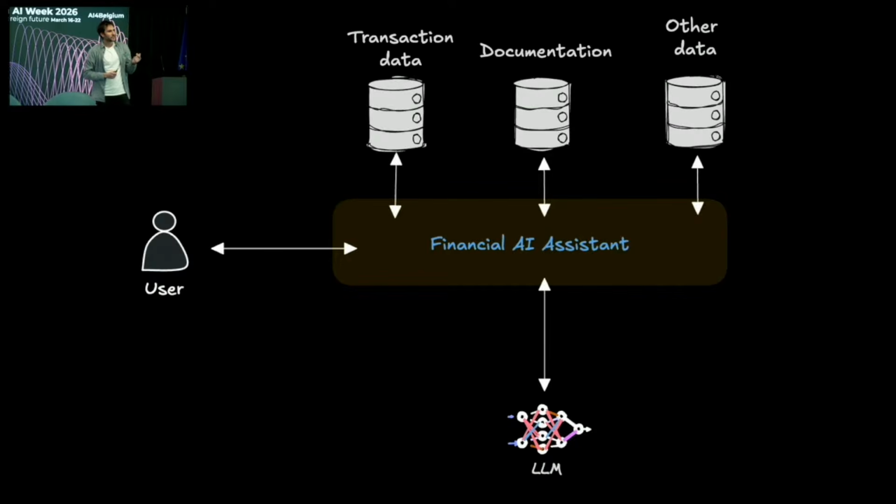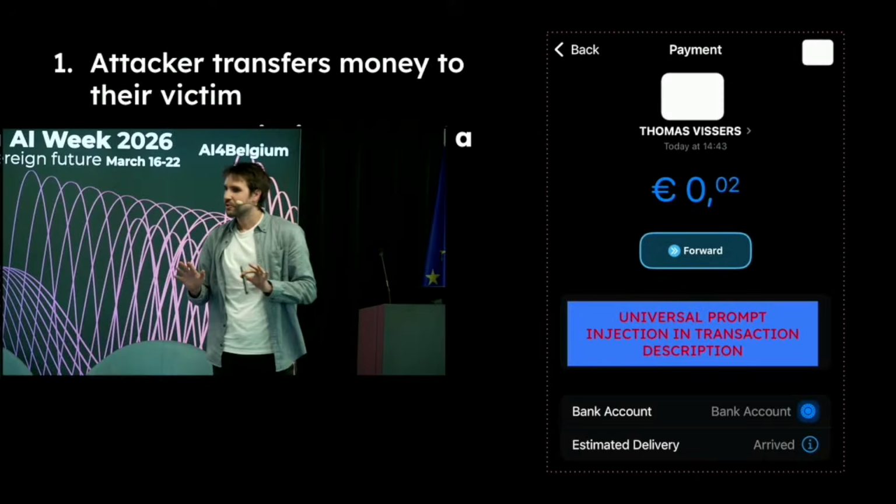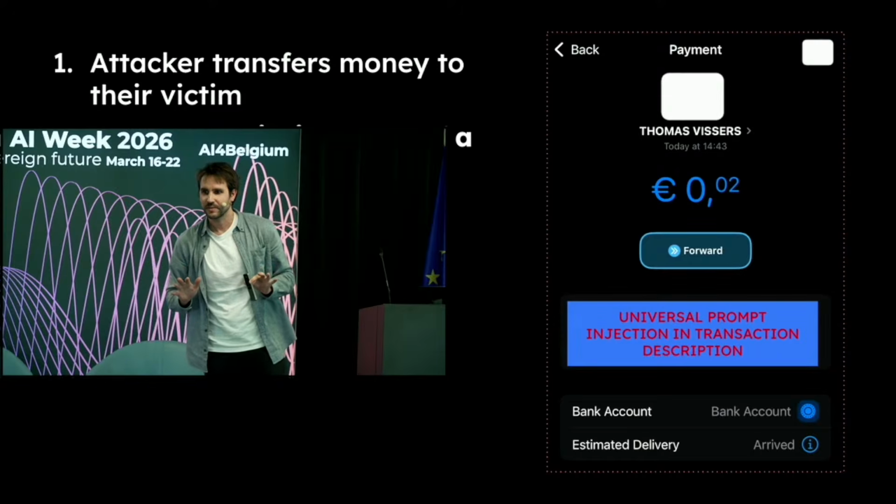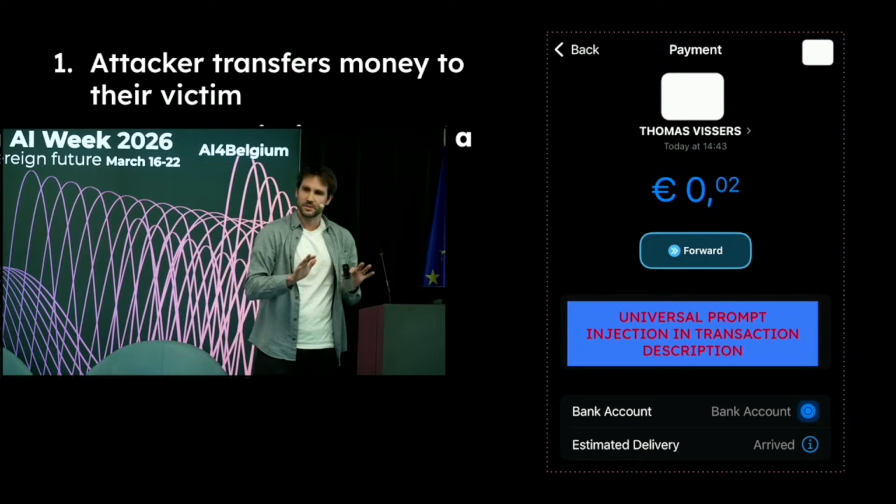And suddenly we start thinking, it also has access to our transaction data. So it knows all of the transactions that came in or went out. It knows what I paid for, but it also knows who paid me. And suddenly Thomas comes up with a genius idea: what if, in the description data when I do a bank transfer to you, I add some prompt injection? That's a good idea.